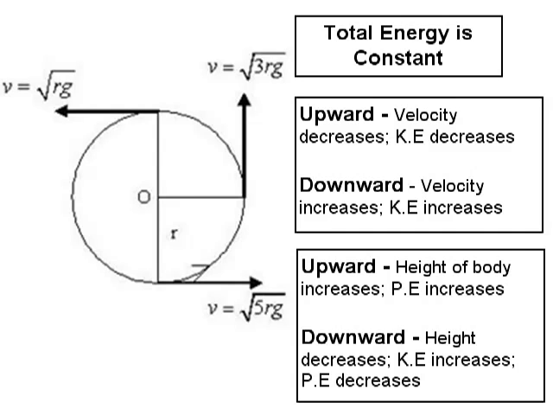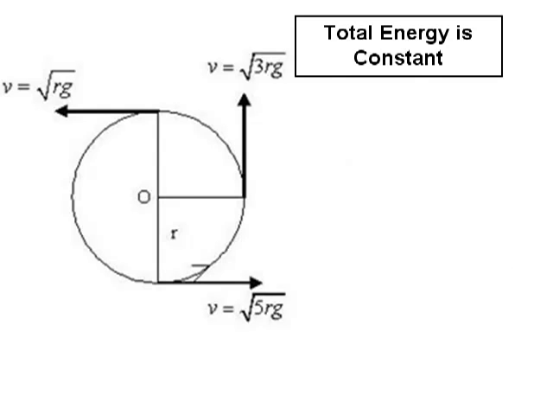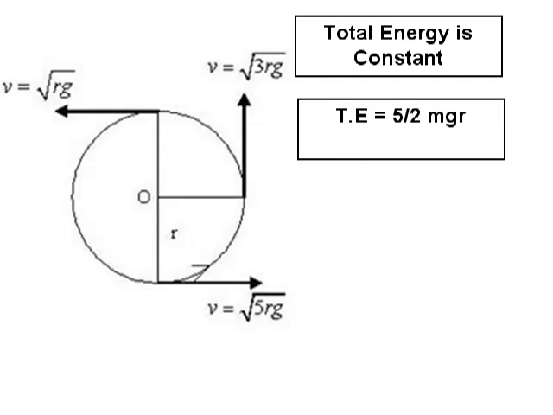Hence, while going up, the kinetic energy decreases and potential energy increases by the same amount. While coming down, the potential energy decreases and kinetic energy increases by the same amount. But the total energy of the body remains constant. That total energy is found to be 5 by 2 mgr.